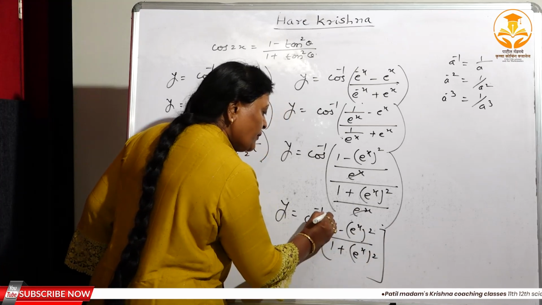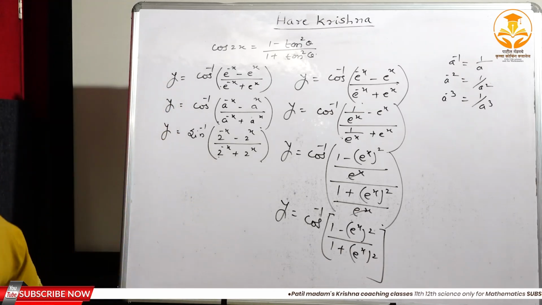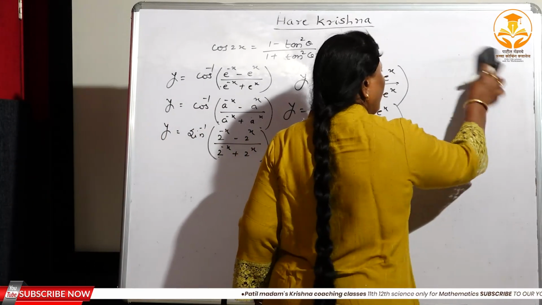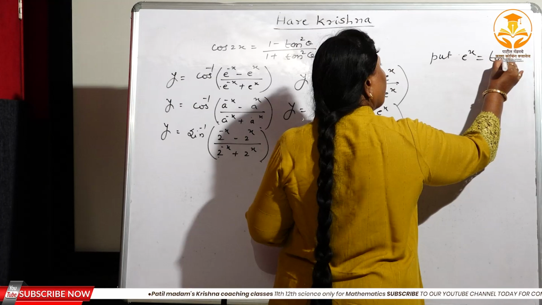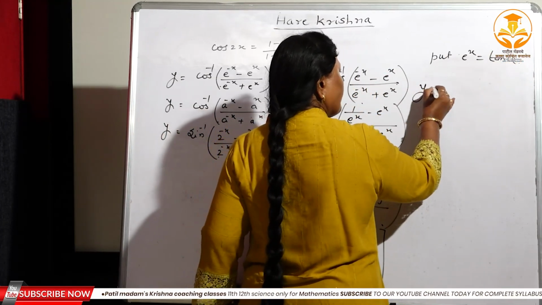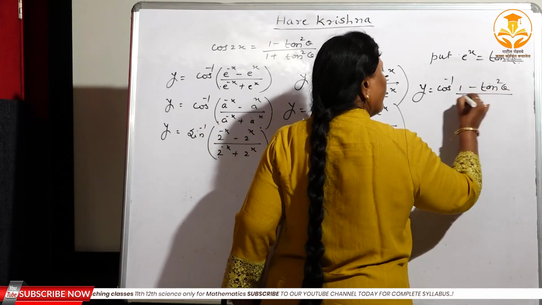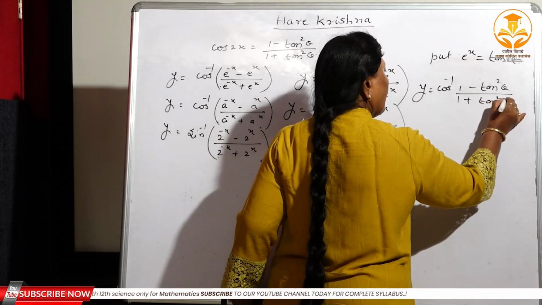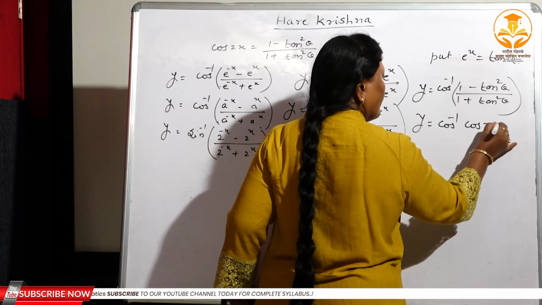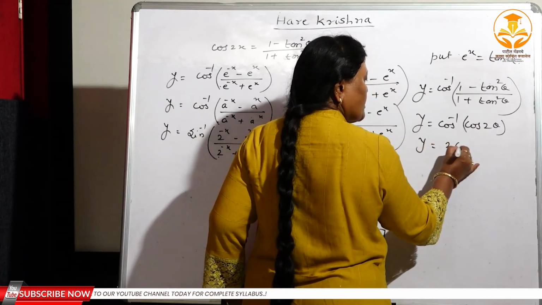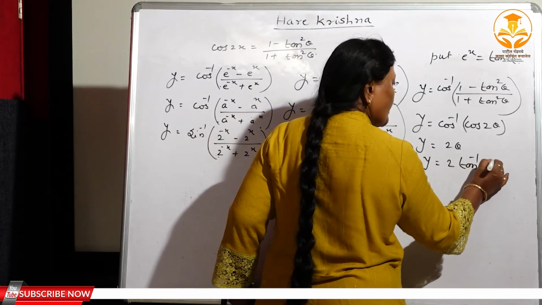Now this problem is converted to one that we have done already in the last session, isn't it? So here, what you have to do? Again you have to put e raised to x is equal to tan theta. Therefore y is equal to cos inverse of (1 minus tan square theta) divided by (1 plus tan square theta). Right? Again, this is the formula of cos 2 theta. Cos inverse cos gets cancelled. What remains? 2 theta. Again, what is theta? Tan inverse of e raised to x.